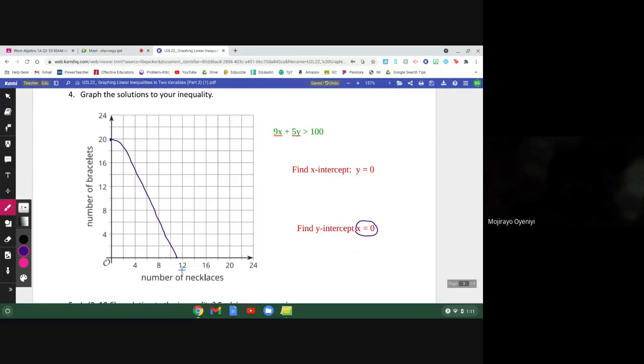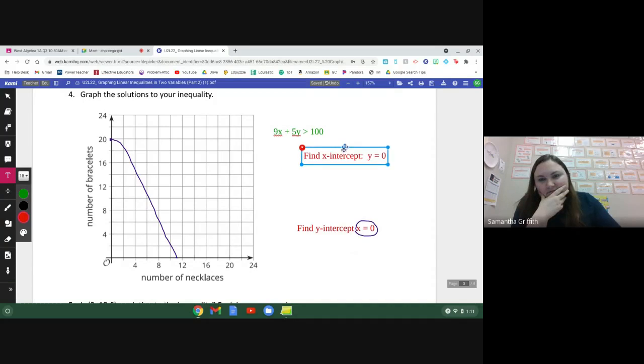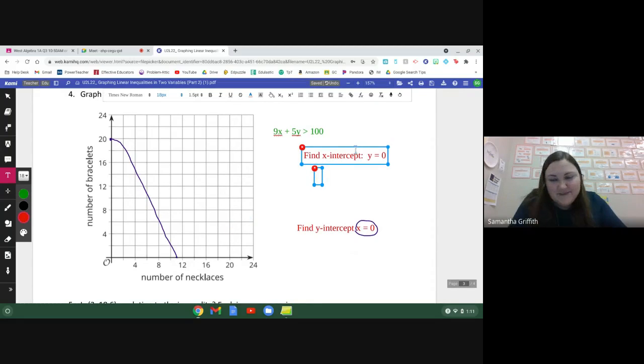How do you get 11.9? I don't understand that. 9 times 11.1 will give you 99.9. So this line you're trying to look at right here represents all the combinations of bracelets and necklaces that equal exactly 100.